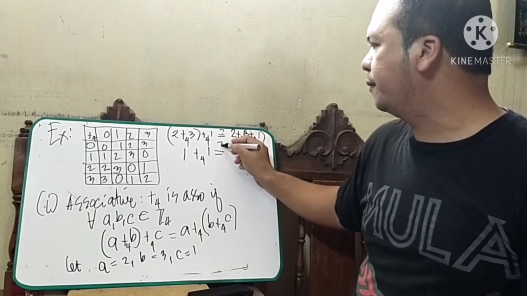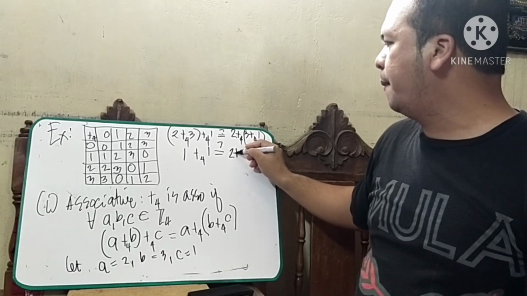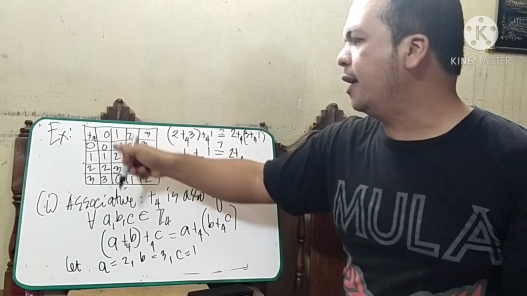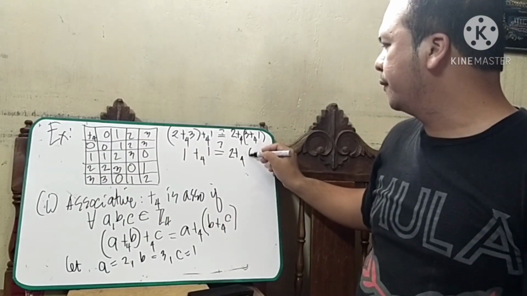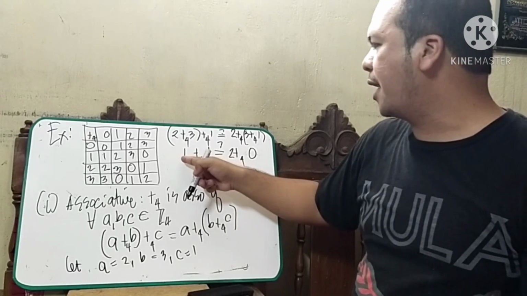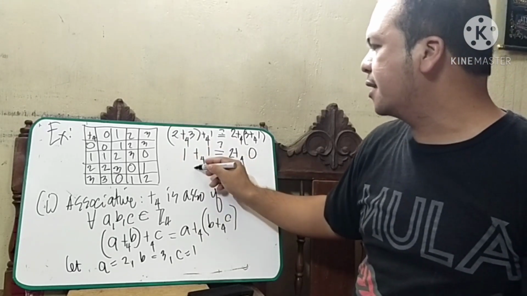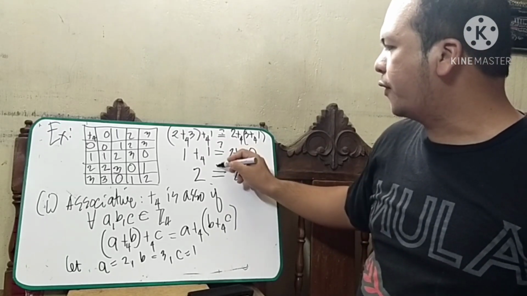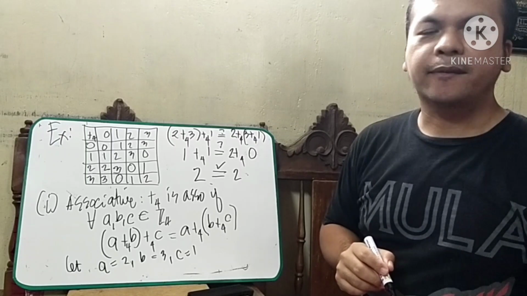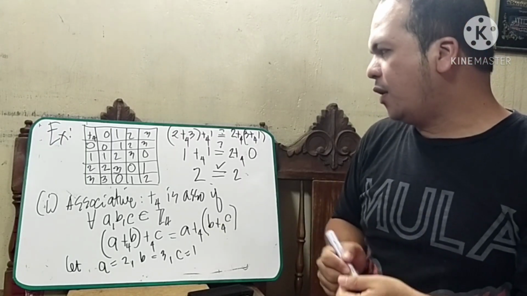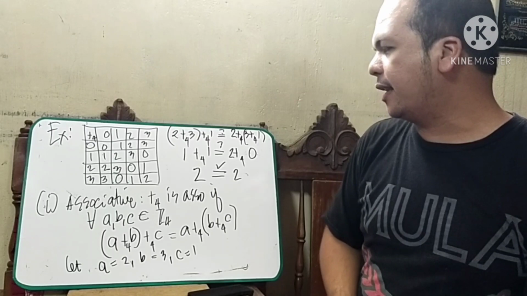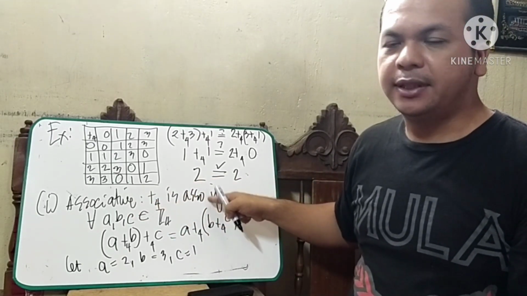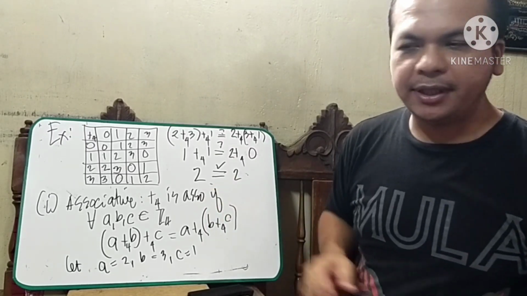Then 1 plus 1 modulo 4. Is that equal to 2 plus the quantity 3 plus 1 modulo 4? 3 plus 1 modulo 4 is 0. Next, we have 1 plus 1 modulo 4 is 2. And that is equal to 2 plus 0 modulo 4 is, of course, 2. Okay? So, with that alone, we can say that the addition modulo 4 is associative. Now, let's proceed to the second property.